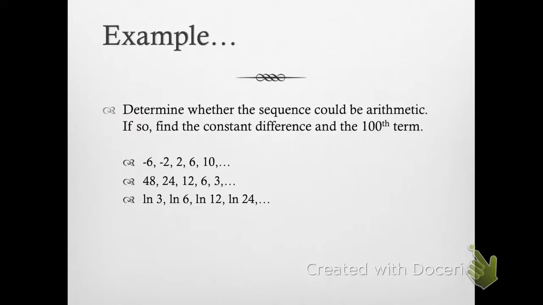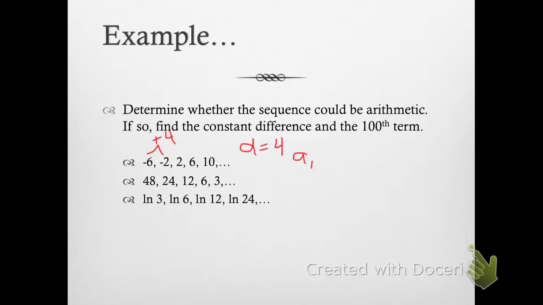So we need to know whether or not the following three sequences are arithmetic, and if so, we're going to look for the 100th term. Let's start off with this first guy right here. Okay, so we just kind of looked at this one. We know that the common difference here is 4. So d equals 4, and we want to know the 100th term.